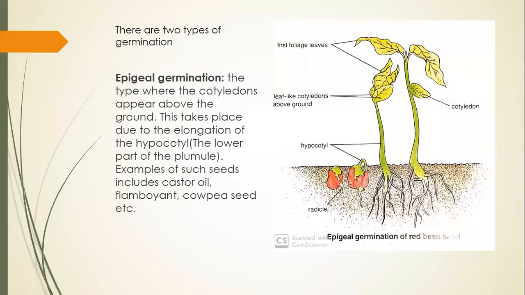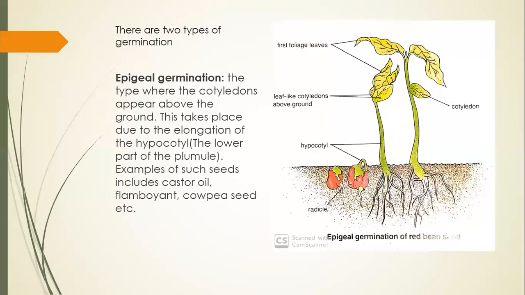Elongation of the hypocotyl. Now, if you remember, I said the hypocotyl is the lower part of the plumule. In our previous studies, when you refer to the structure of a monocot and dicot seed, you find that elongation of the hypocotyl, the lower part of the plumule, enables the cotyledon to appear above the ground in epigeal germination. Examples of such seeds are castor oil, flamboyant, cowpea seeds, bean seeds. You have all of them in that family. So this is one type of germination that we have.